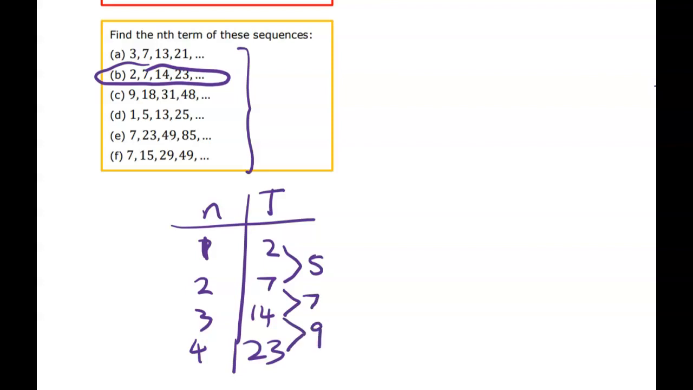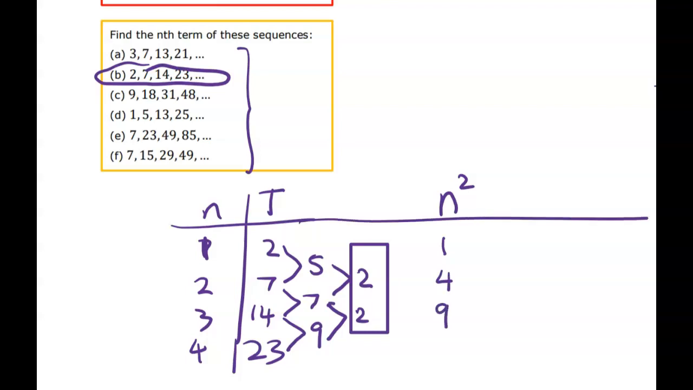First difference is not constant. The second difference, whoops, is not 3. 7 take away 5 is not 3, guys. 7 take away 5 is 2. Okay, so my second difference is constant, and it's a nice, easy 2. That means that my test rule is going to be n squared. Right, 1 squared is 1, 2 squared is 4, 3 squared is 9, and 4 squared is 16.